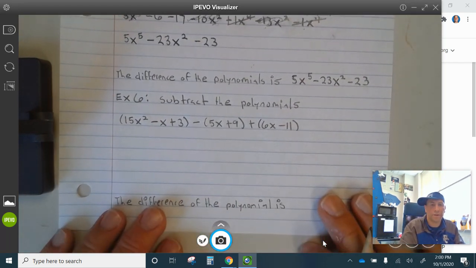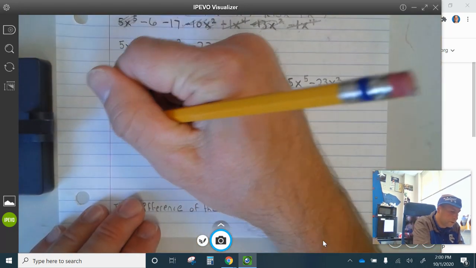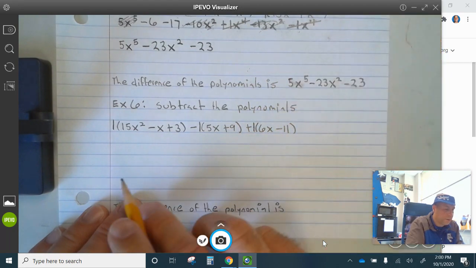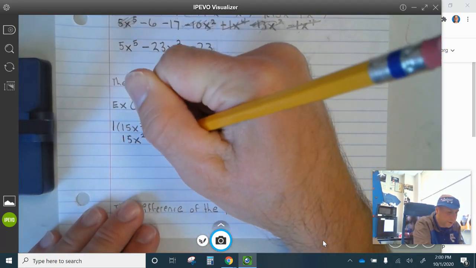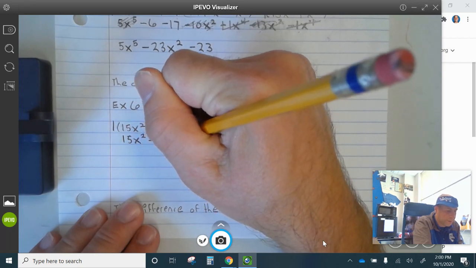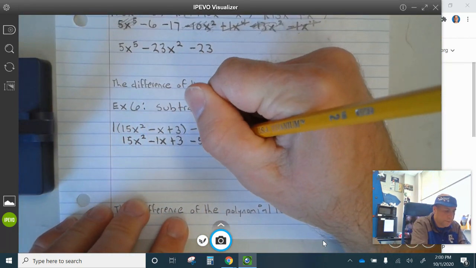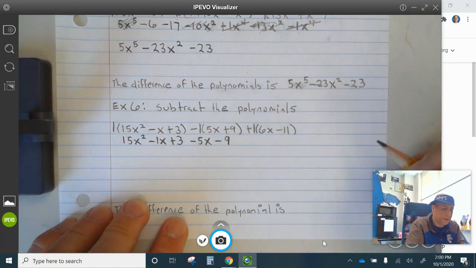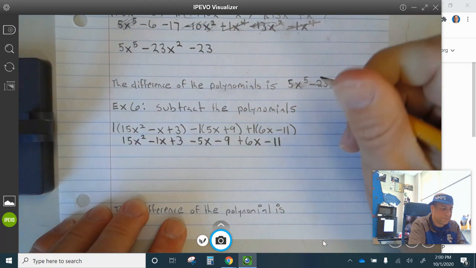All right, let's take a look at example 6. Subtract the polynomial. So we put a 1 here, 1 here, 1 here. So that's just 15x squared minus 1x plus 3 minus 5x minus 9 plus 6x minus 11.